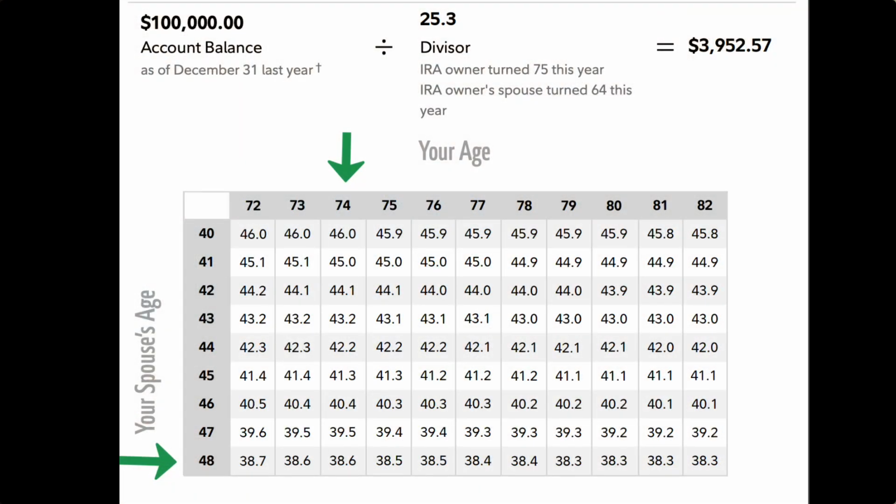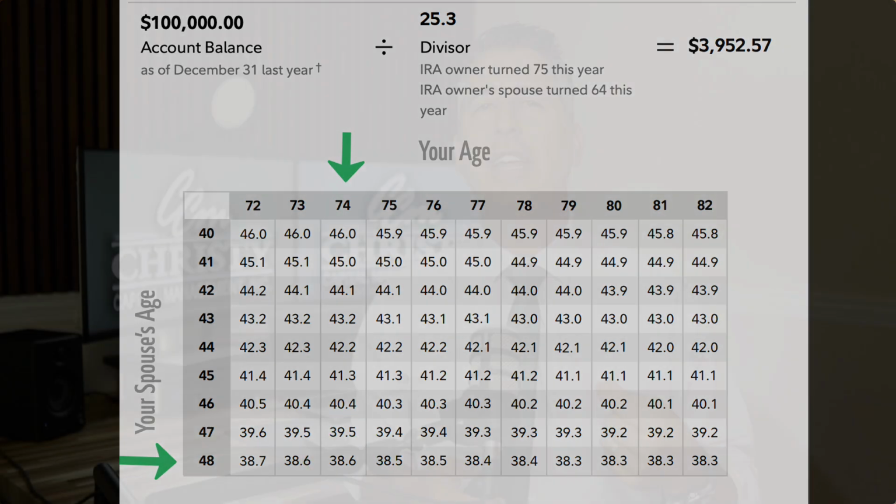They also have a joint life expectancy table. It's used if your spouse is your sole beneficiary and your spouse is more than 10 years younger than you. So with this chart, you take your age and your spouse's age and you kind of meet in the middle to find that factor. And you do the same thing where you take your IRA balances as of December 31st of the prior year and you divide by this factor. Now notice here on the joint life that these numbers are larger, and the larger the factor, the smaller the required minimum distribution. Most people would prefer the RMD to be as small as possible. So if that's true for you, then you may want to use this joint life table if you're able.